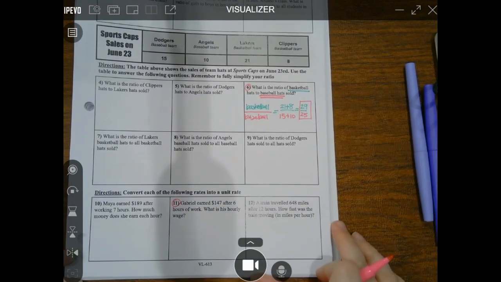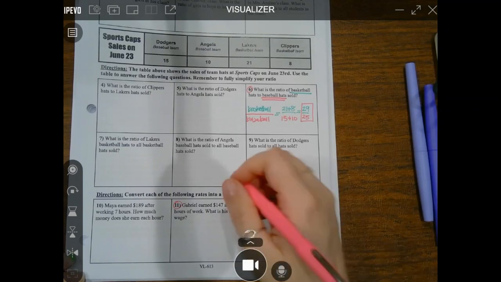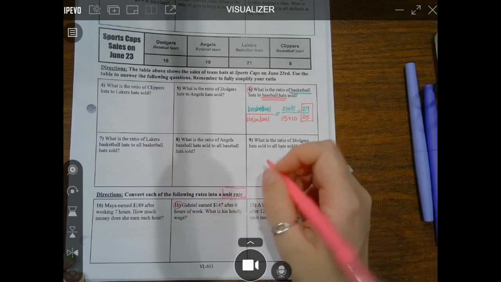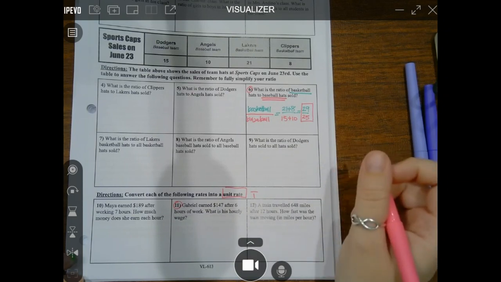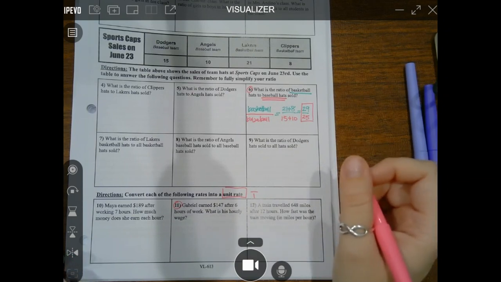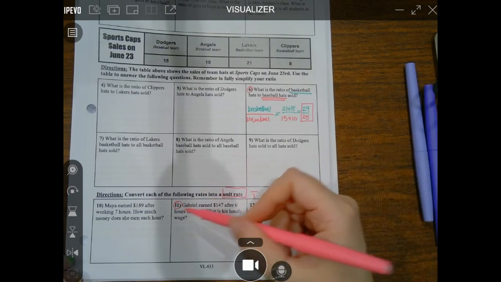Okay, the other thing I want to look at is how to do these bottom problems. It's asking us to find the unit rate. Remember that the unit rate means you have a denominator of 1, right? So the only thing you want to be picky about is what are they trying to get to become 1. So let's take a look at number 11.